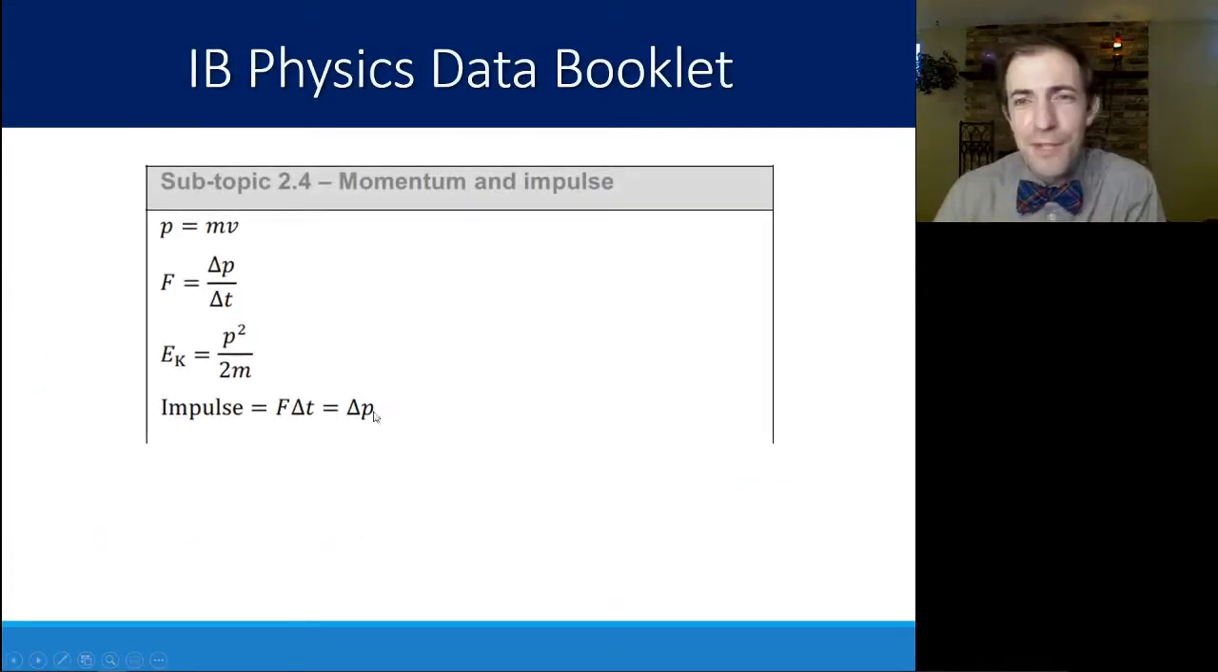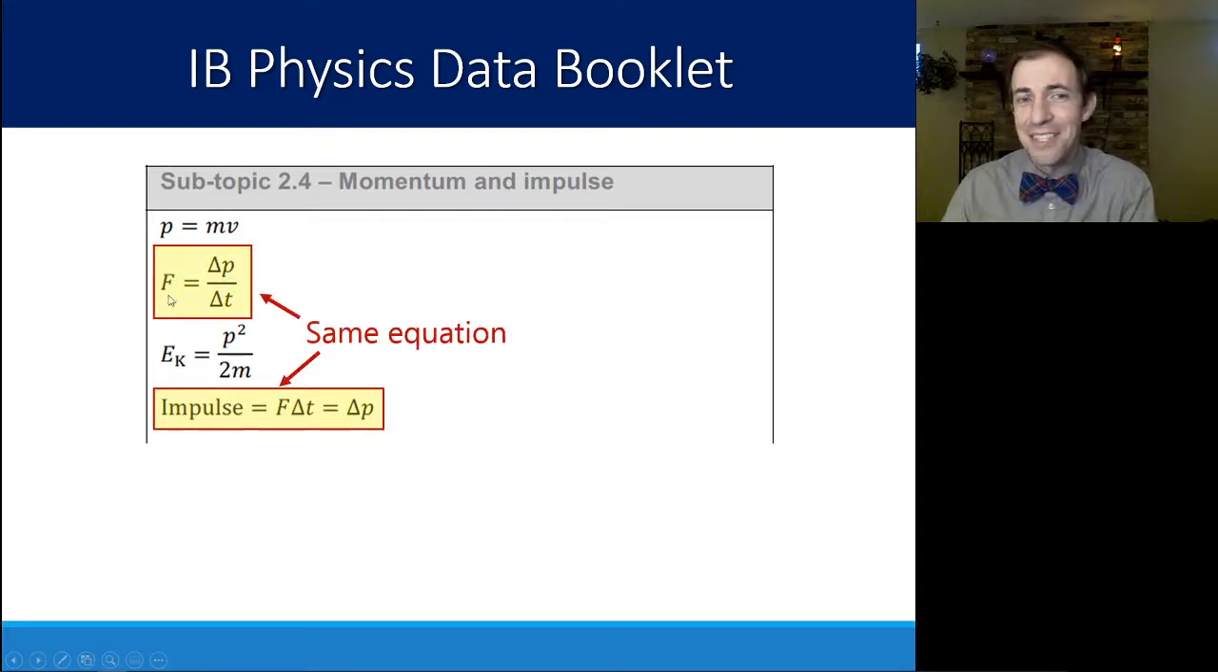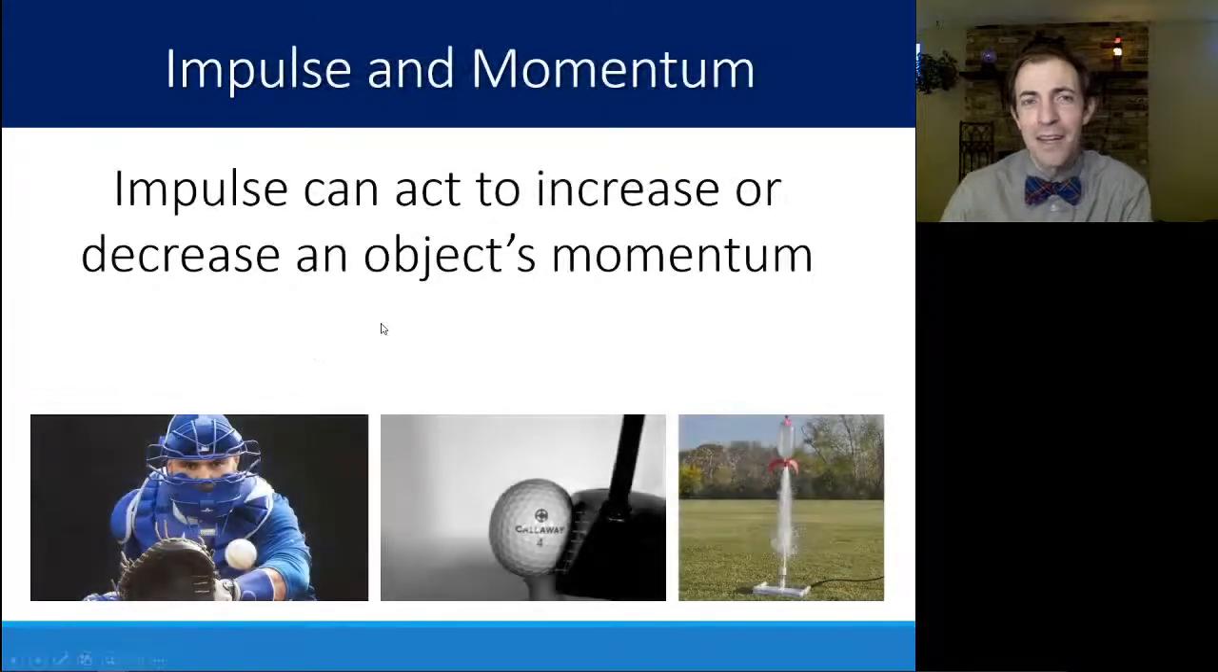This equation for impulse shows up in your data booklet actually more than once. We see it down here at the bottom of this subtopic 2.4. The impulse is force times the change in time, and that is equal to your change in momentum. You'll also notice here that this is actually the same equation. It's just solved for force. The force is the change in momentum divided by the change in time. So it's just rearranging that last part.